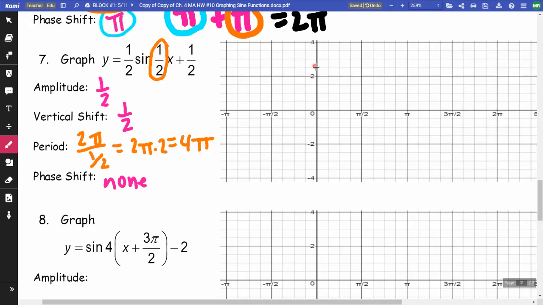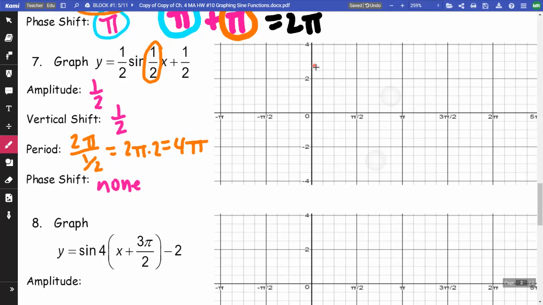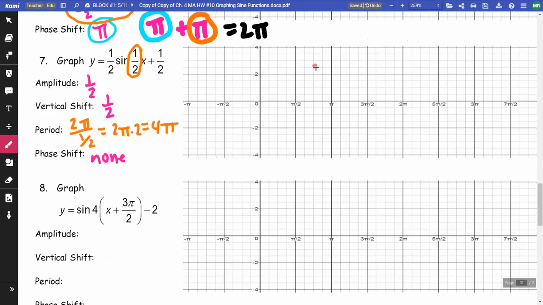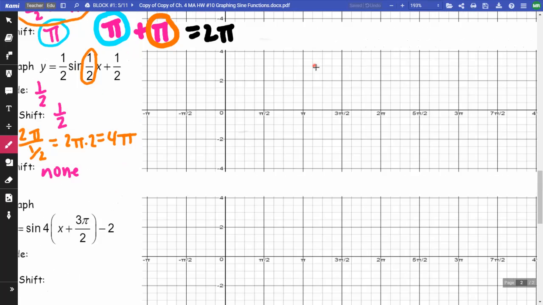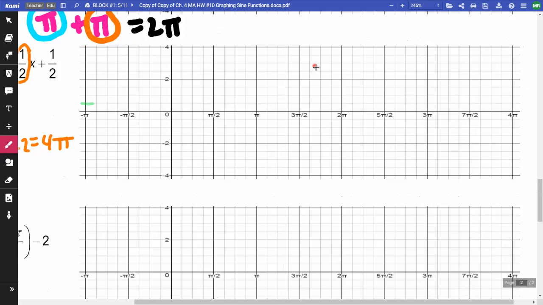Okay. And my vertical shift is at 1/2. So here, let me just kind of get this in the picture. I am going to be starting at 1/2. I'm going to zoom in a little bit. Okay, so this is where my 1/2 is.